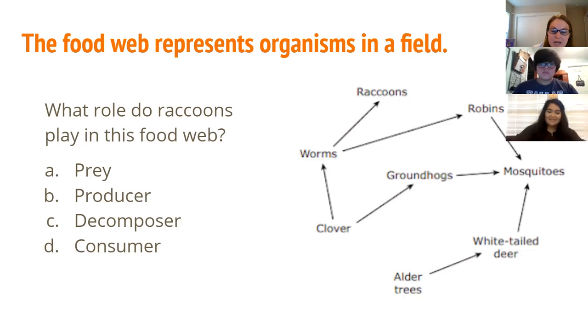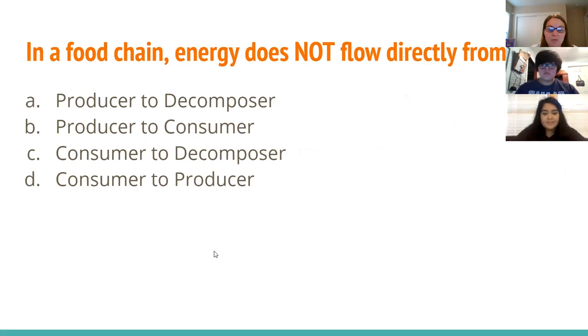So the raccoons are actually consumers, but we're going to learn why, and we're going to learn about the different roles that each one of those play. Okay, so I'm glad that we're going to be able to learn something that you don't know.